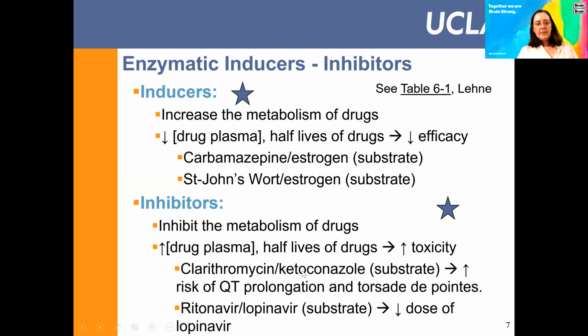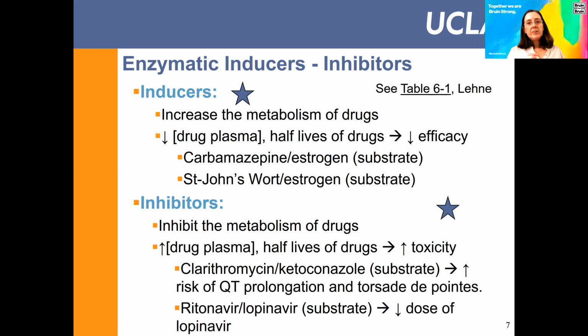Here are some other examples. Clarithromycin, which is an antibiotic, and ketoconazole, which is an antifungal. Clarithromycin is going to slow down the Pac-Man, and so ketoconazole is being eaten up slower than usual, and then you have more ketoconazole that stays in the body. One of the adverse effects of ketoconazole is an increased risk of QT prolongation and torsade de pointes, which is a cardiac condition that can be lethal.